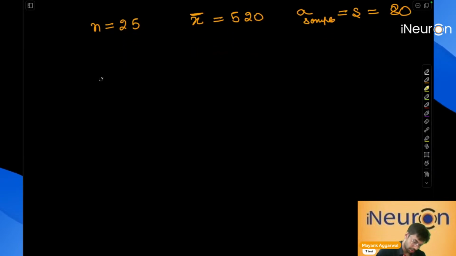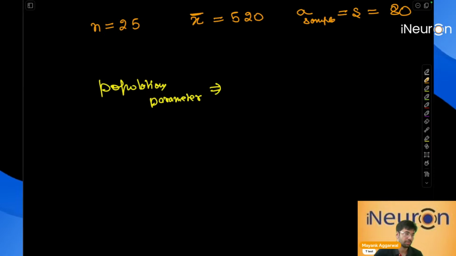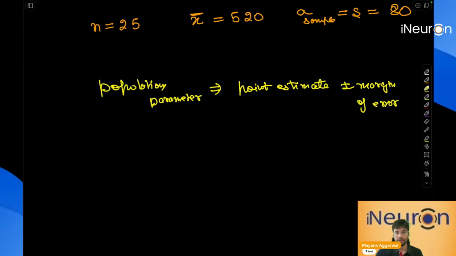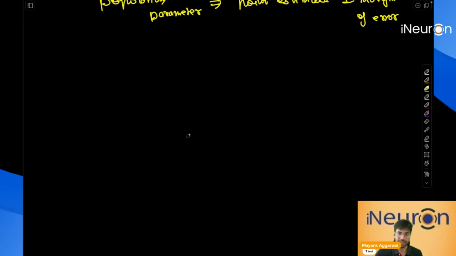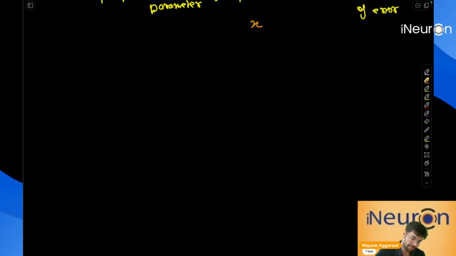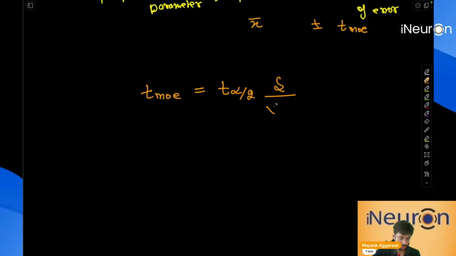Now the population parameter, right? That is what we want to connect now: till which mean value we are going to take this to be a 95% confidence interval. The population parameter, as you all know, is given by the point estimate plus minus the margin of error. For the t-test, the margin of error is given by x bar plus minus TMOE. The formula is a little bit different here. It is t alpha by 2 into S by root n.